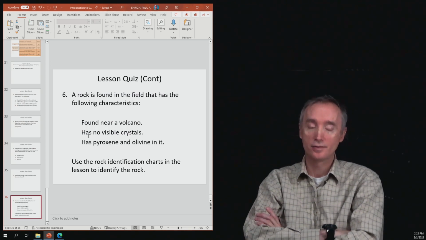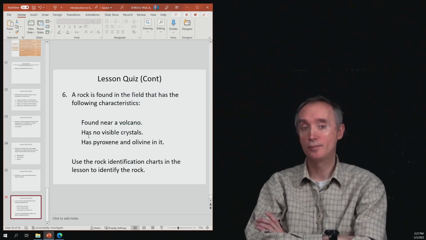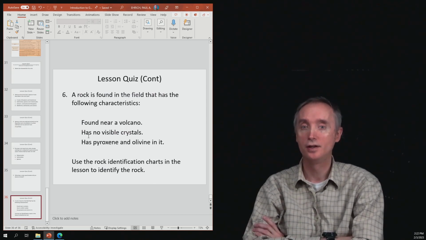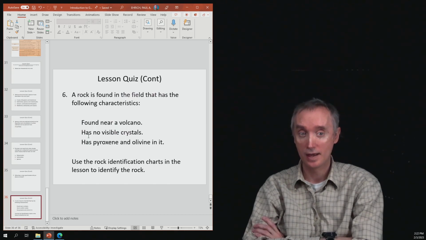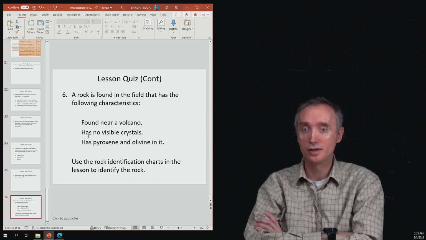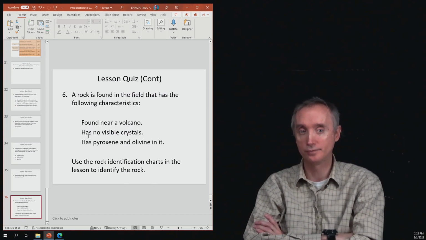Okay, so again, looking back at this lesson, it was pretty complex. However, I just want you to get a general overview of the difference between an igneous rock, a metamorphic, and a sedimentary. How do they form, and where do they form? That's the major thing that I want you to get out of this lesson.